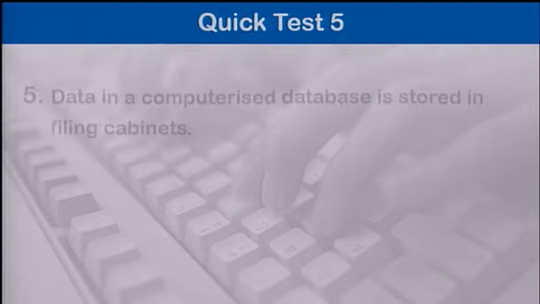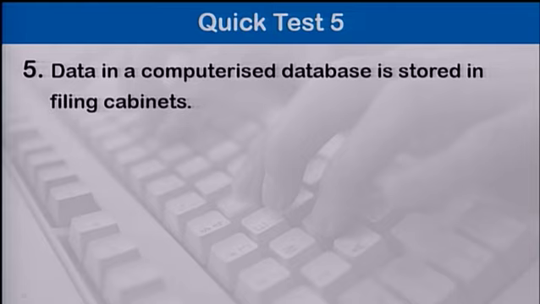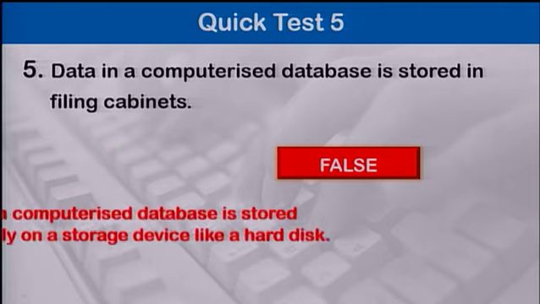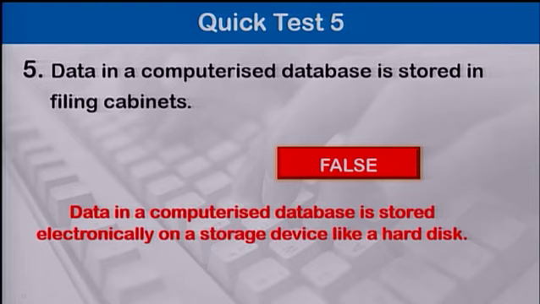Question 5. Data in a computerized database is stored in filing cabinets. True or false? The answer is false. Data in a computerized database is stored electronically on a storage device like a hard disk.